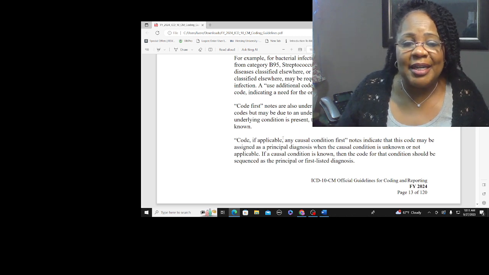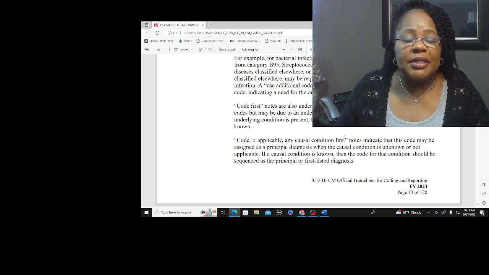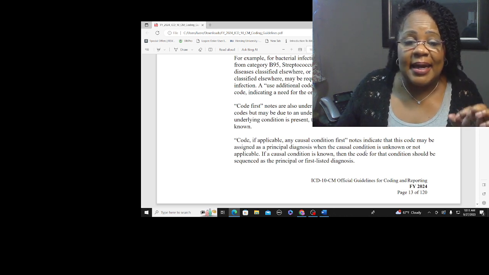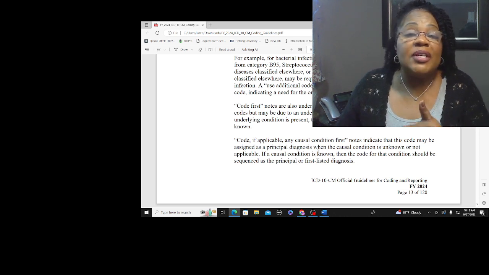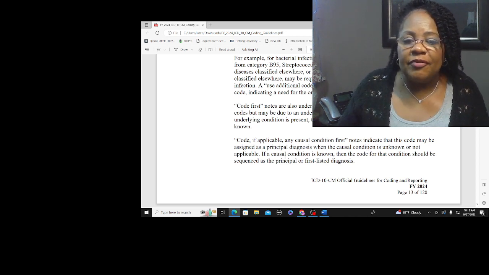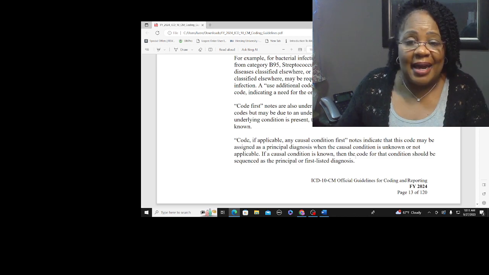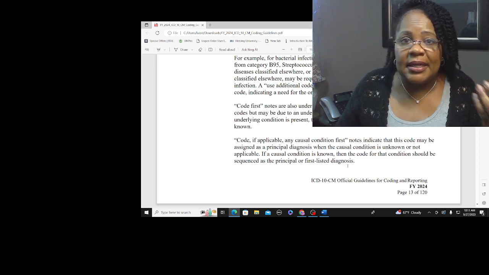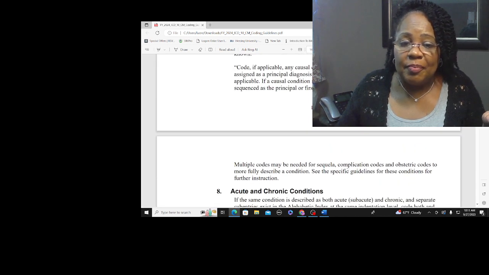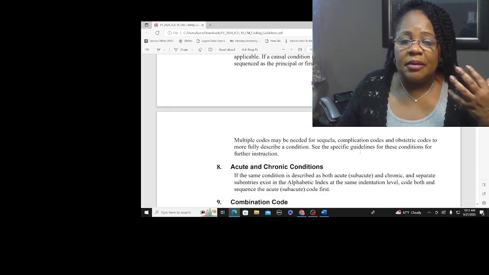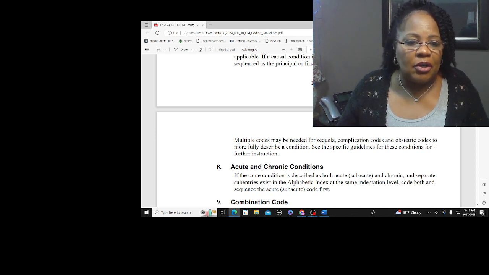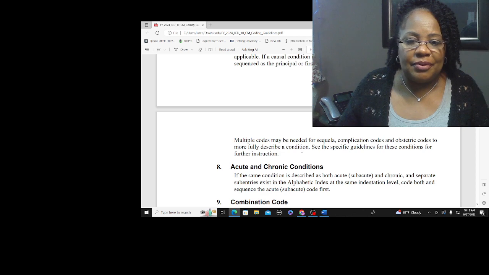And then you have a code, if applicable, any causal condition first. There's a note that indicates that this code may be assigned as a principal diagnosis when the causal condition is not unknown or not applicable. So if a causal condition is known, then code that condition and sequence it as your principal or first listed diagnosis. And multiple codes may be needed for sequela, which is a result of, or a complication code, and obstetric codes to more fully describe a condition.